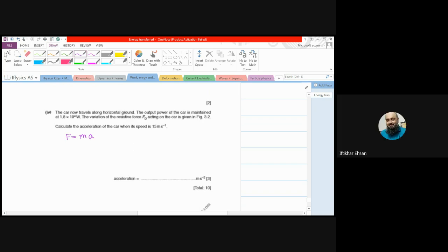Whenever force is involved, what do you mean by F? F is not just a force, it is the resultant force. So we have the power, that is 1.8 times 10 raised to power 4. And now the speed is 15 meter per second.